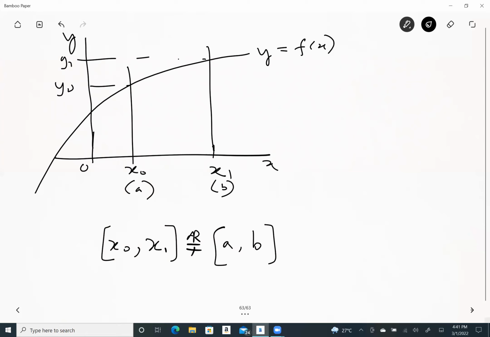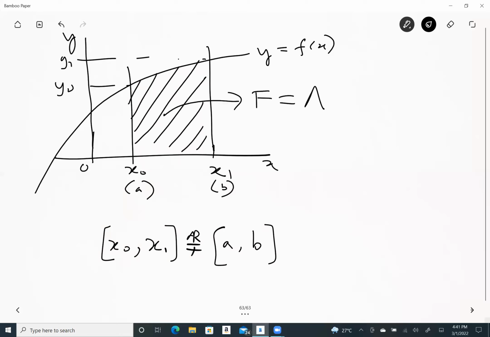Now, the definite integral is the area under the curve y equal to f of x from x0 to x1. So the definite integral of f is equal to A. That A, which I used earlier, is the area. It's the area under the curve. So the definite integral is the area under the curve between the two points that are given.